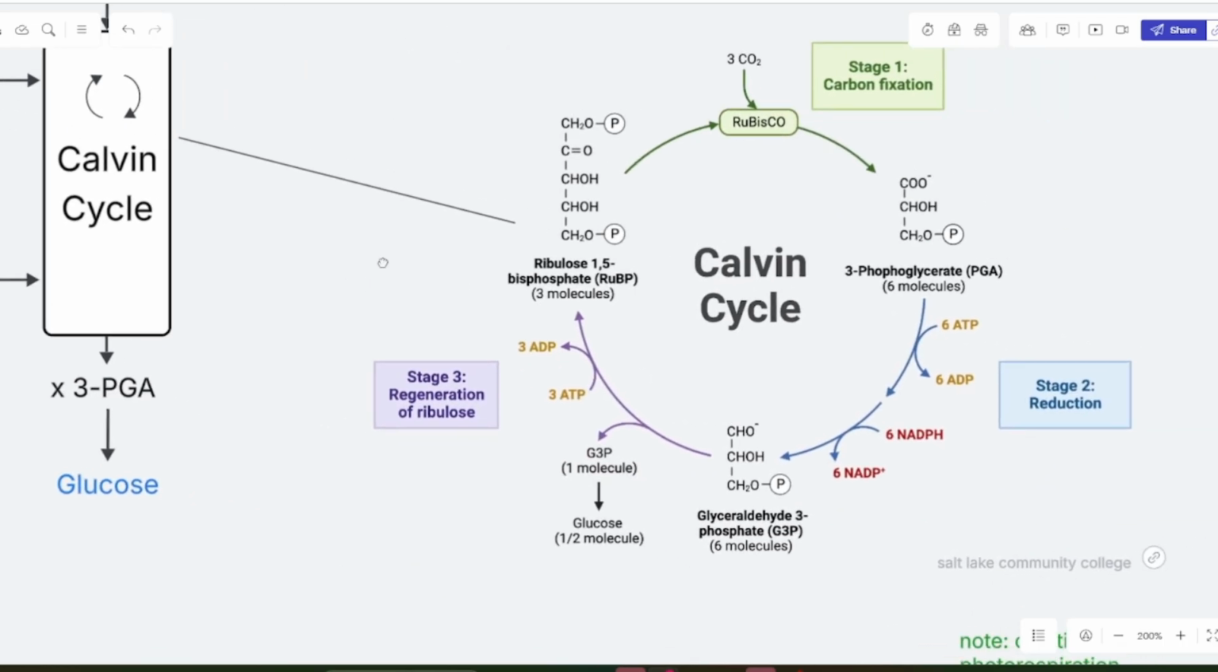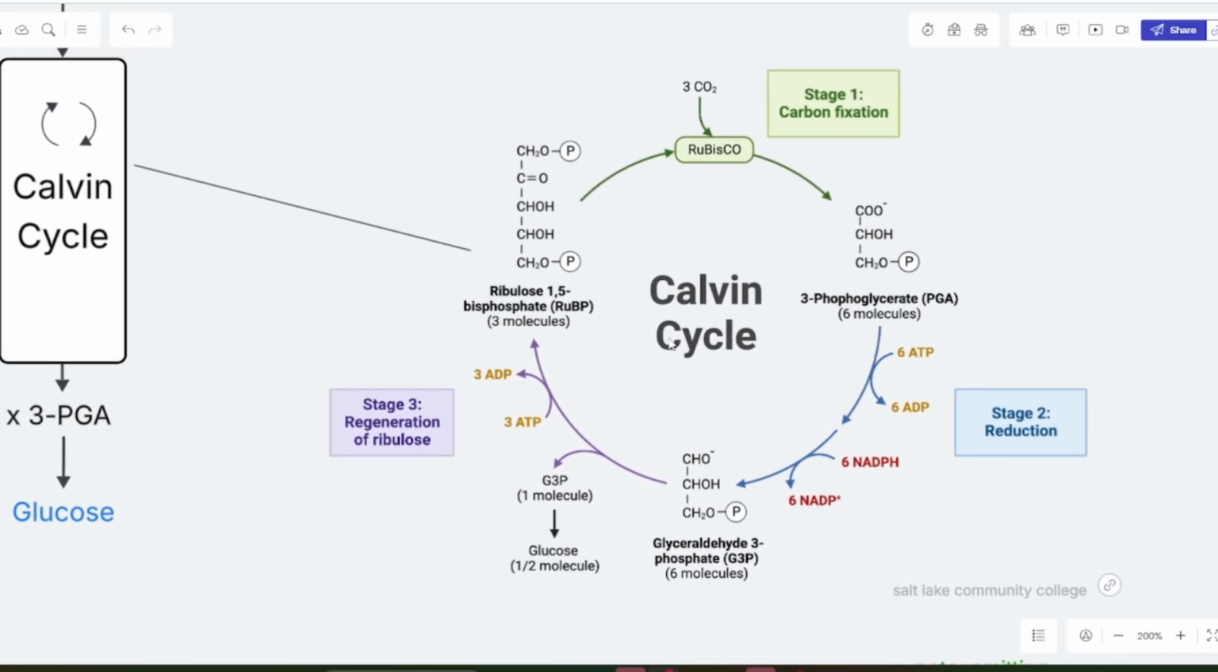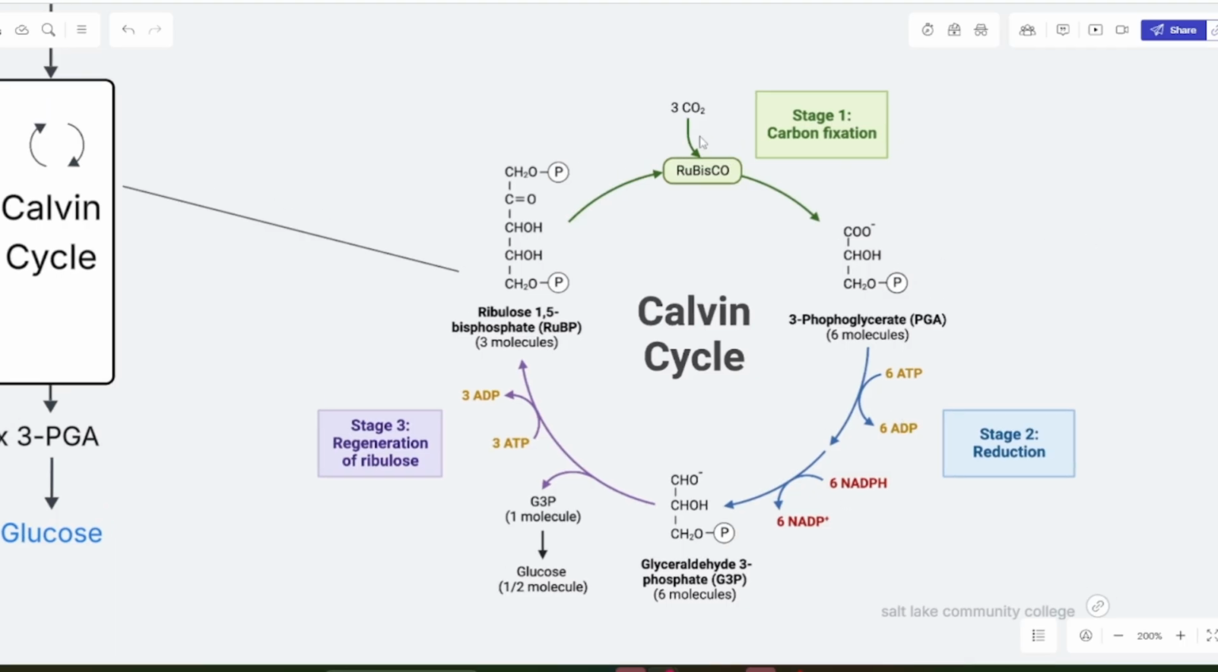Well, there's a few different steps. I don't want to go into the details of the Calvin cycle in this video, but this diagram here shows the reaction balanced for 3 CO2 going in. And you can see that we need ATP twice. We need ATP at this reduction stage, and then we need ATP again in the regeneration stage, and we need NADPH only once, in the reduction stage. So for 3 CO2, we needed 9 ATP and 6 NADPH.